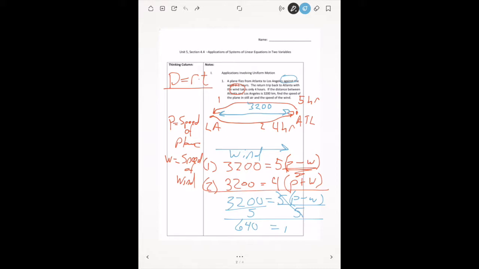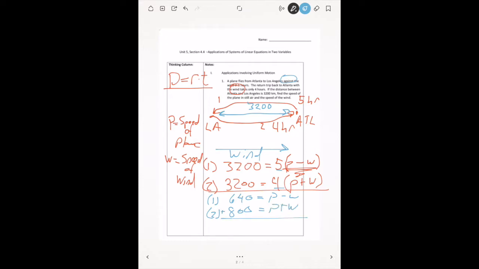So let me clear what we just wrote here. Let me clear this side work. And then let's see what would happen if we went and divided these numbers over. Let's divide the 5 over and the 4 over. So my first equation, when I divide the 5 over, we said turns into 640 equals p minus w. And then if I divide the 4 over, we should get the second equation to be 800 equals p plus w.